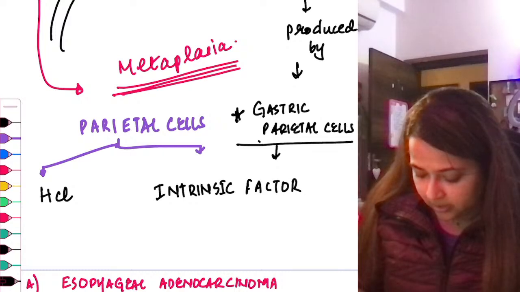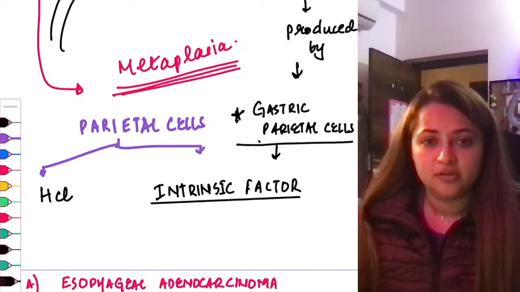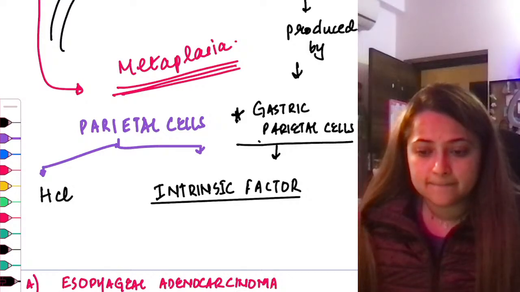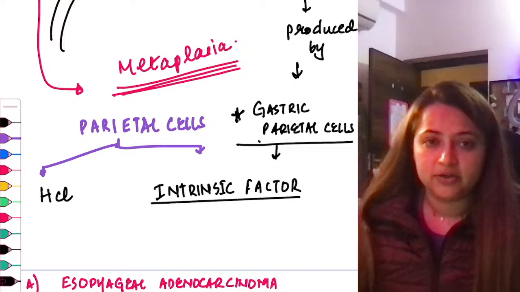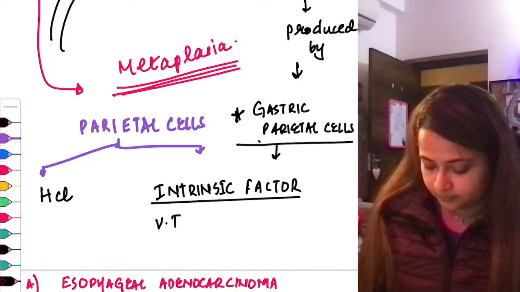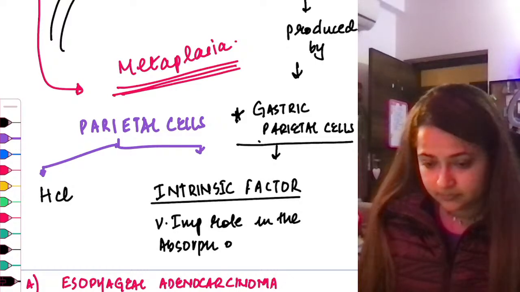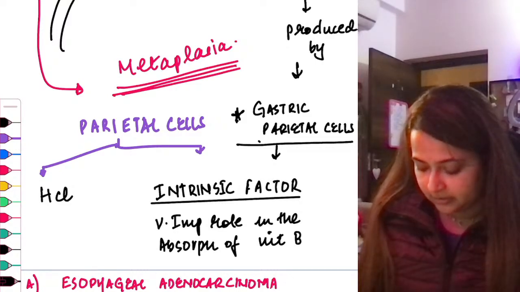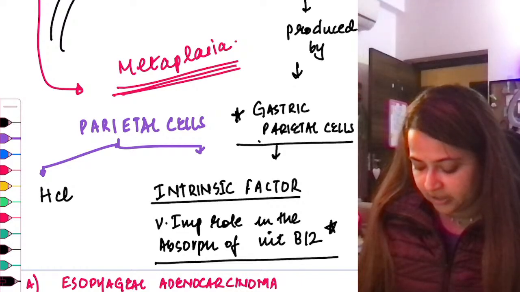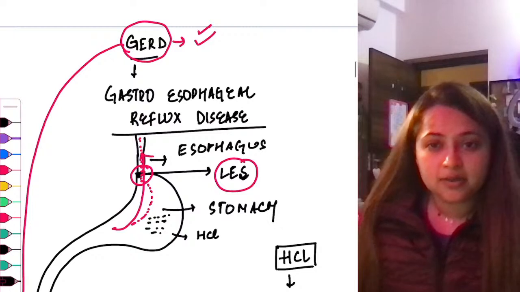Okay. Now, can anyone tell me the function of intrinsic factor? What is the function of intrinsic factor? Yes. Intrinsic factor is playing a very crucial role in the absorption of vitamin B12. Excellent. Very important role in the absorption of vitamin B12. Okay, know this point. Now coming back, stomach contains the acid.